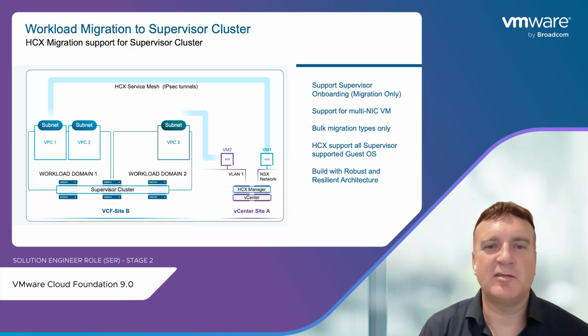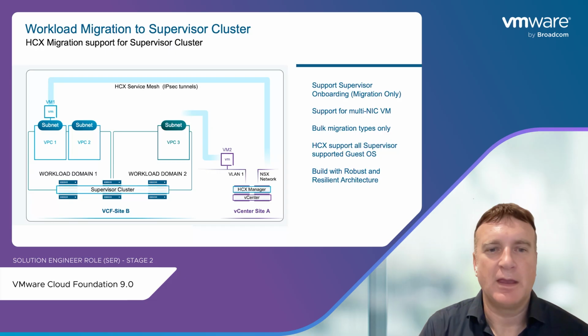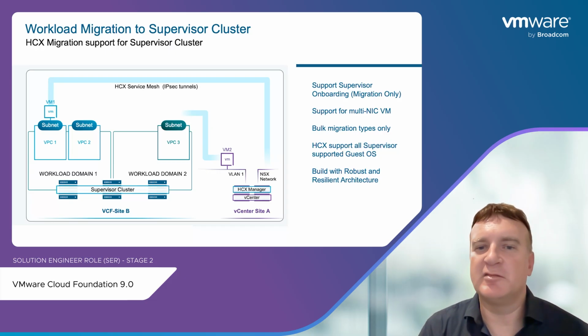Some of the use cases this feature enables include migration from an environment configured with an NSX network, so an NSX overlay, to a VPC in a workload domain. And of course, migration from a VLAN-backed network to a VPC in a workload domain.